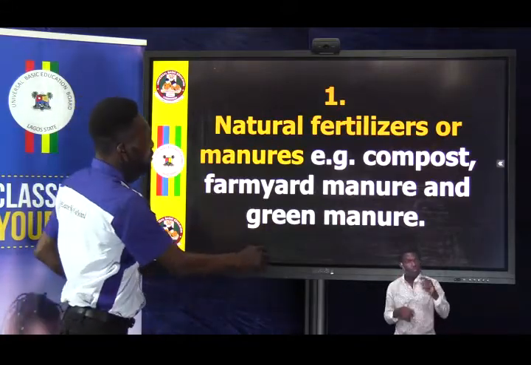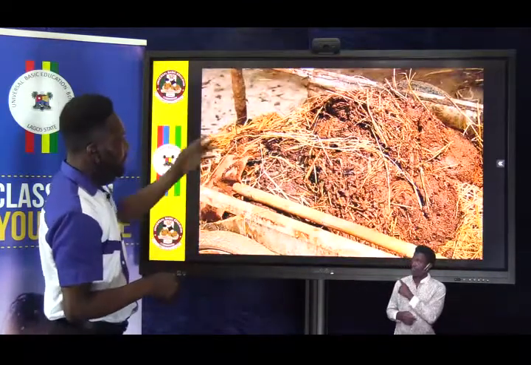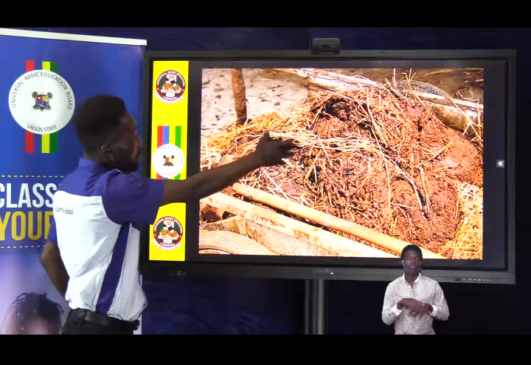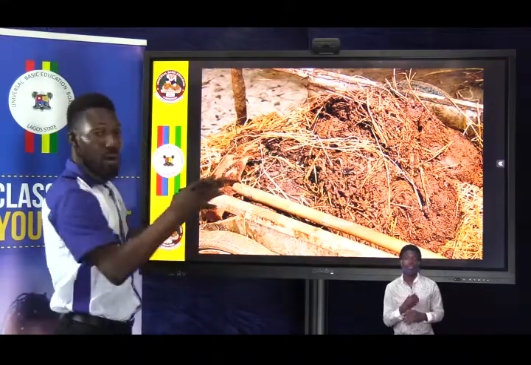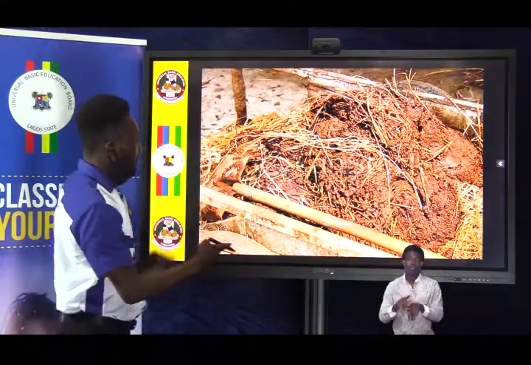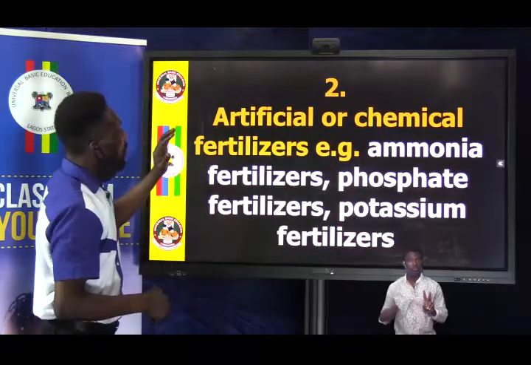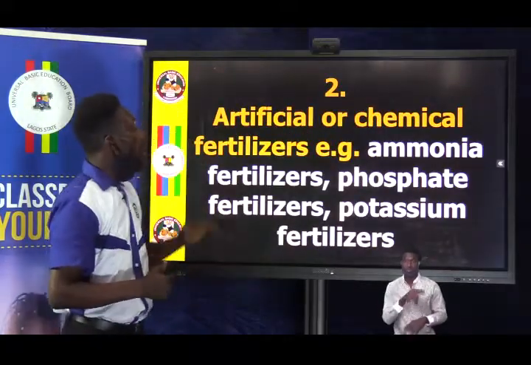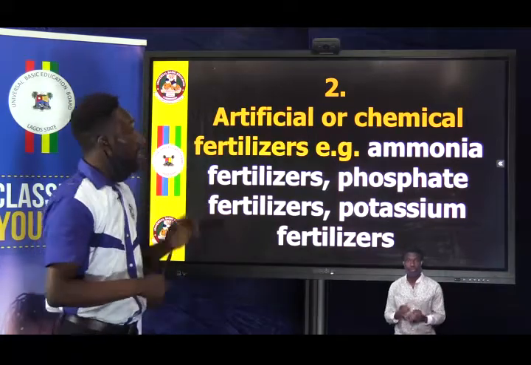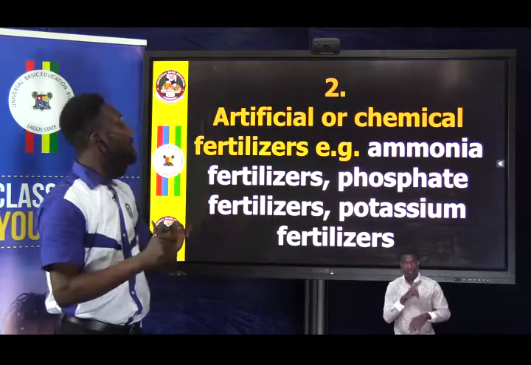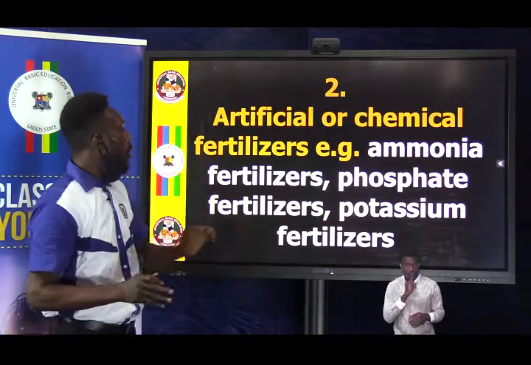Let's look at what we are talking about here. This is an example of natural fertilizer. So we look at those different types we have and discuss them. Second, we have artificial or chemical fertilizers.